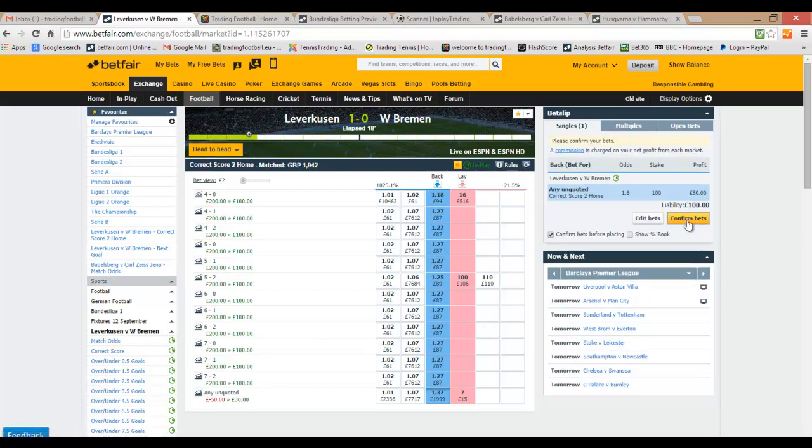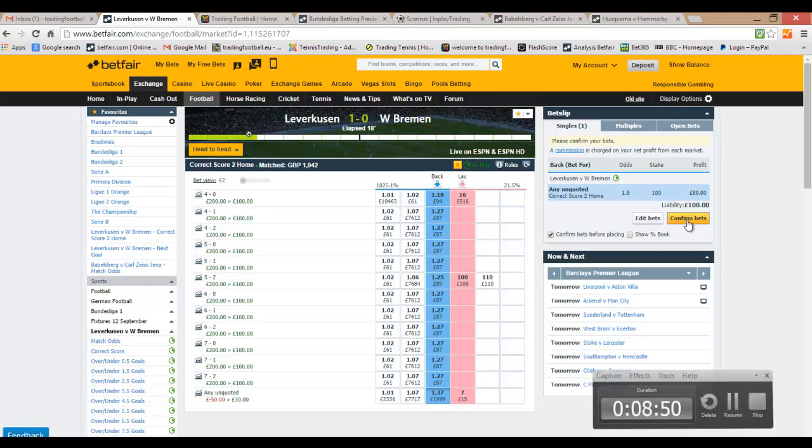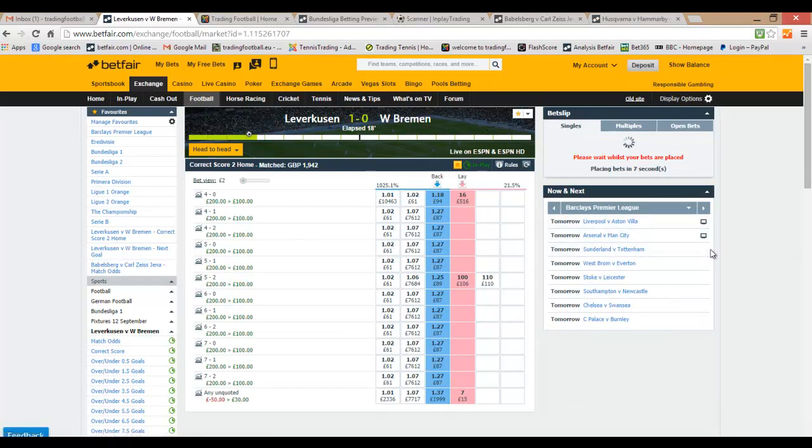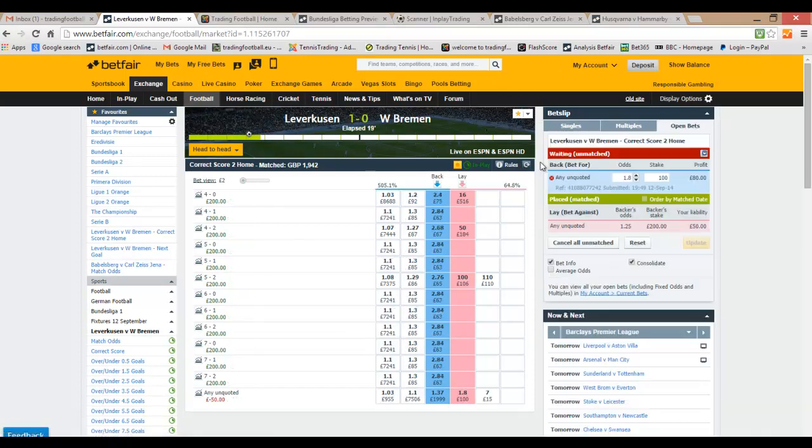So what I wanted for that particular market was Leverkusen to score 2-3 goals, and then I would be able to start laying some of that £200 off, because the 4-0, the 4-1, etc. would all come in should Leverkusen bag 2 or 3 goals. Now I'm going to try and reduce my red here of £50 on the correct score 2 home market. The market, as you can see, is not really formed that well.